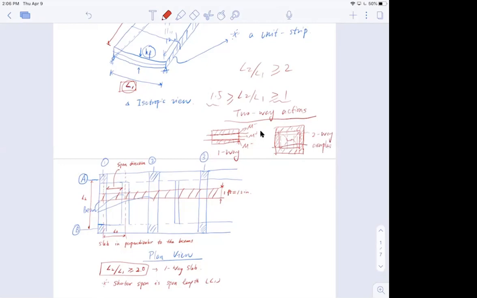So in this course, we only talk about a one-way slab. It's just a little bit easier. But if you have time, you can go over the two-way slab in the textbook. It is available.